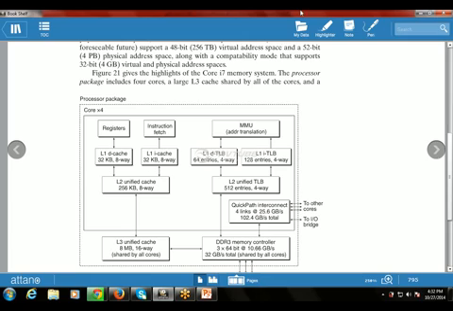So these are the three cache memories that are used: one is L1, one is L2, one is L3. Then address translation is done by the MMU, that is your memory management unit. This is the L1, same. This is the TLB, that is, the TLB is used. This is the DTLB, this is the ITLB.